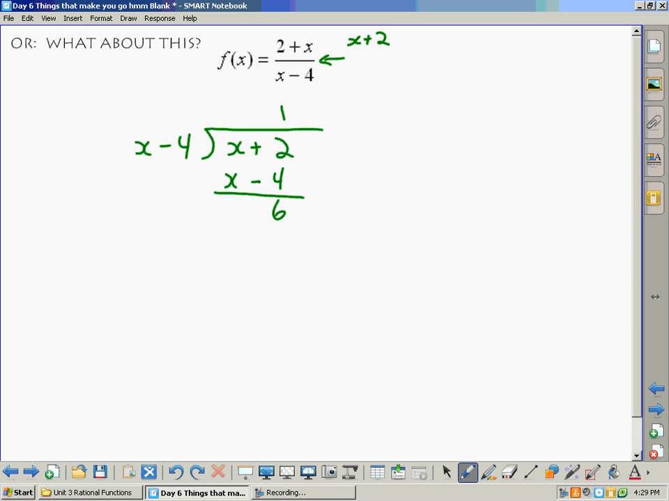Okay. So if I considered this, let's write the division statement for this. This is x plus 2. It can be expressed as 1 times x minus 4. Remember, multiply the quotient and the divisor, plus a remainder of 6. This is the division statement.